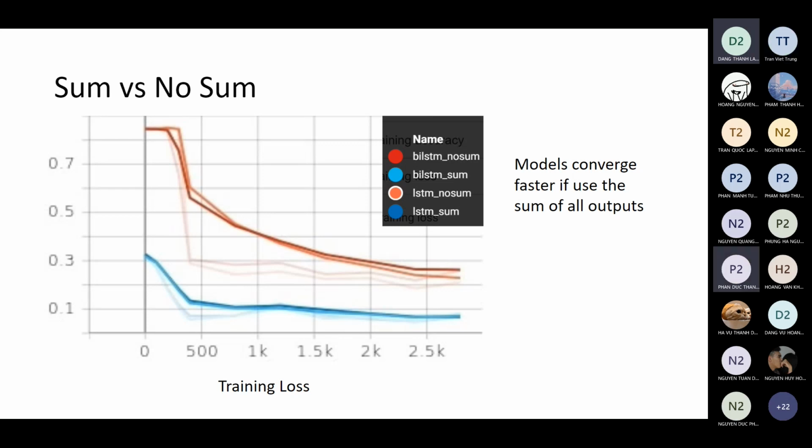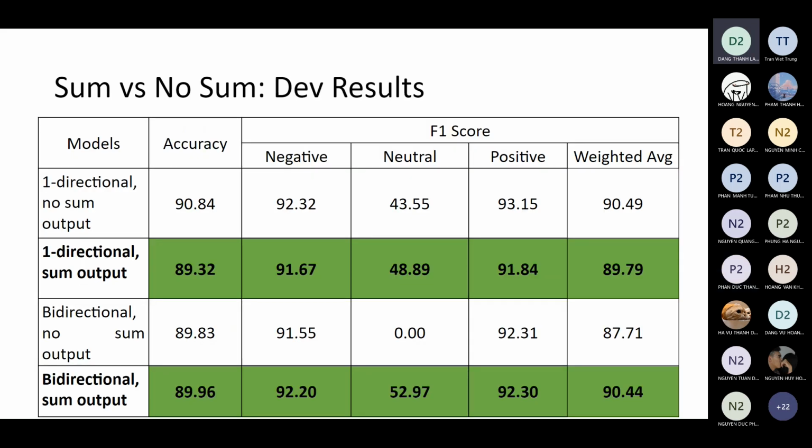Here is a graph of our changing loss over time. As you can see very clearly, when we use the sum of the outputs to predict, the model converges much faster. And next are the results on the dev set. As you can see in the table here, the F1 score of the neutral class is higher if we use the sum output. It's significantly higher. So we conclude that the sum is a better approach than not using it.